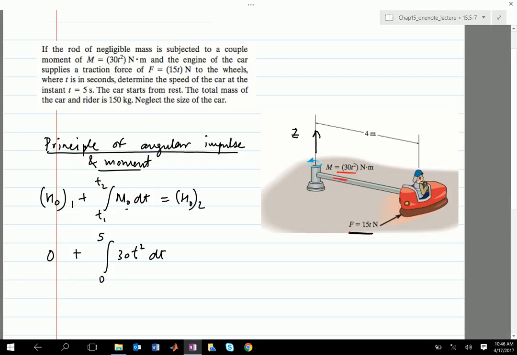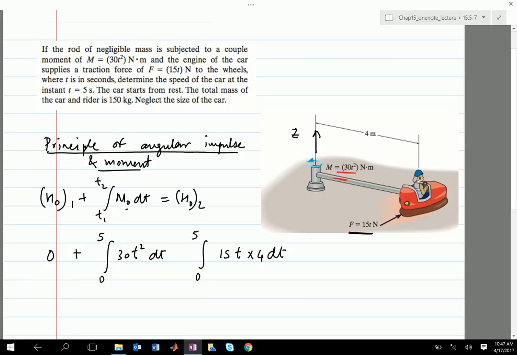Here you've got to be a little bit careful. This moment is acting in the z direction. The way to find the direction of a moment is you curl your fingers along the direction of the moment, and your thumb gives you the direction. So in this case, it's around z. The way I've shown it, it's positive. If you find the moment due to the 15t force, so 15t times 4 meters, 0 to 5 dt.